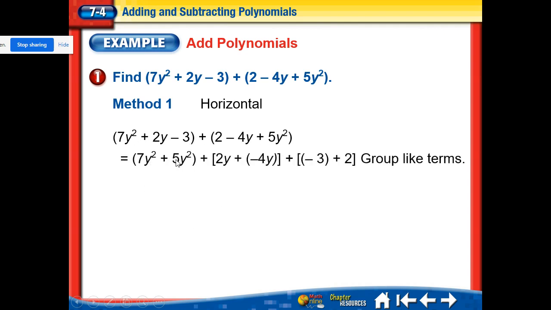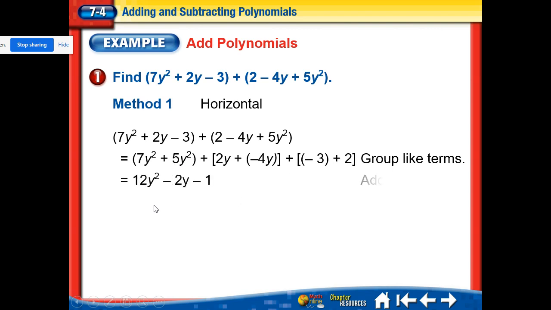All right, so we're going to separate these in terms of like terms. So the 7y squared gets with the 5y squared, and the 2y gets with the negative 4y, and the negative 3 goes with the 2. Remember, these are called quadratics because they're squared, and these are linear terms because it's just the first degree. And then these are called constants. So we're going to go ahead and add those together.